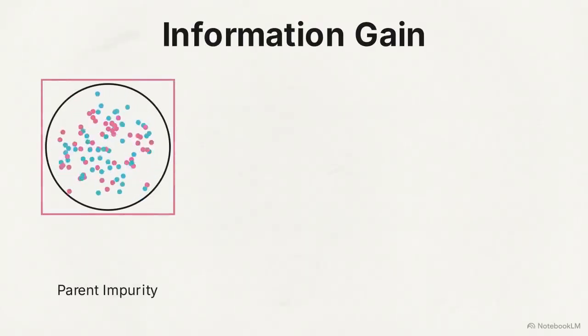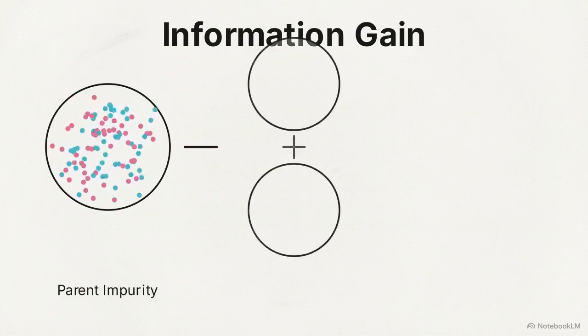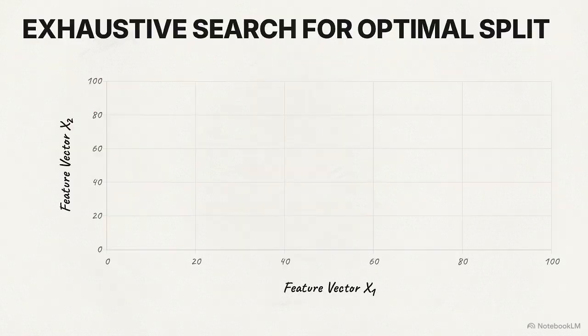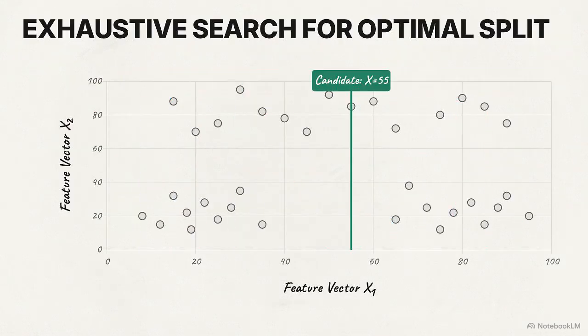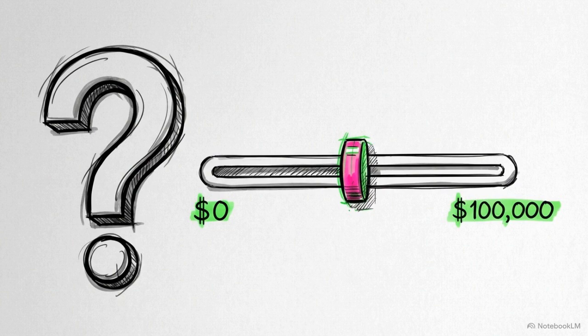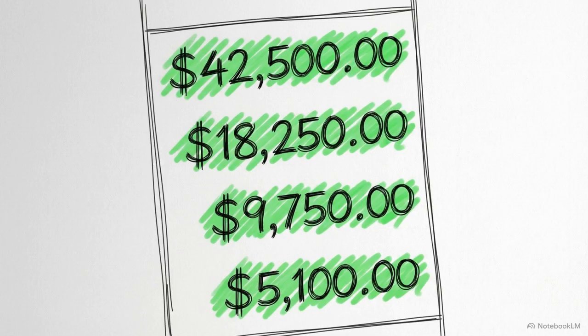This calculation represents information gain. The algorithm calculates the impurity of the parent node and subtracts the combined weighted impurity of the resulting child nodes. The machine tests every possible threshold for every feature. The attribute that yields the highest information gain is selected for the split. This works for categorical labels. But what if the target output is a continuous number, like a loan amount in dollars?